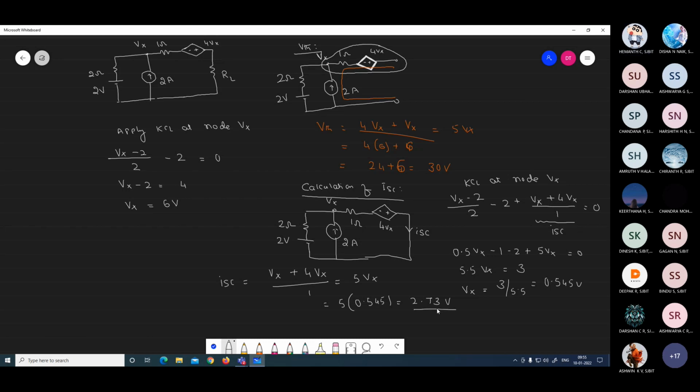Then how to find out a Thevenin resistance now? Thevenin resistance is given by open circuit voltage VTH divided by short circuit current. That is 30 divided by 2.73, that gives 10.98. So here this is your Thevenin circuit, open circuit voltage, and so the Thevenin resistance. This is 10.98 ohm, and this voltage will be 30 volt. You have to solve like this. Is it clear?